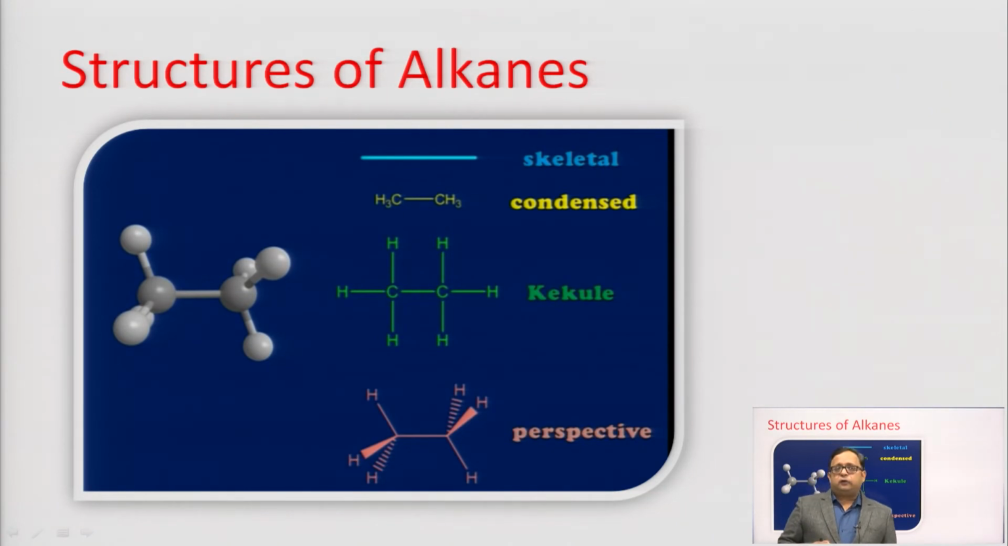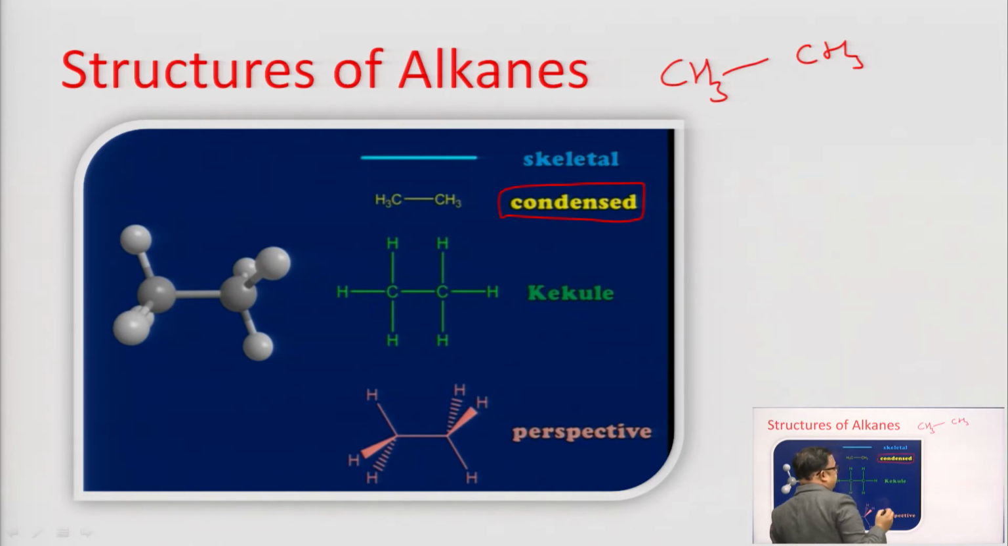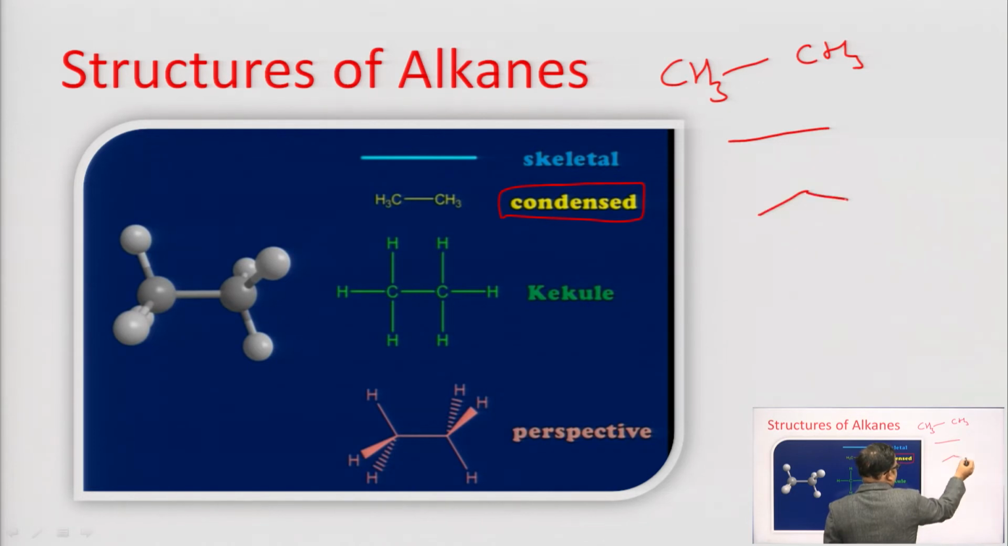Now, how are the structures of alkanes drawn? These are the very conventional methods. If I take the example of ethane, I can draw it like this, which is the condensed form. If I draw it like this, it is skeletal. There are so many examples, like this cyclohexane, which is a skeletal structure, or here we can have cyclohexane.